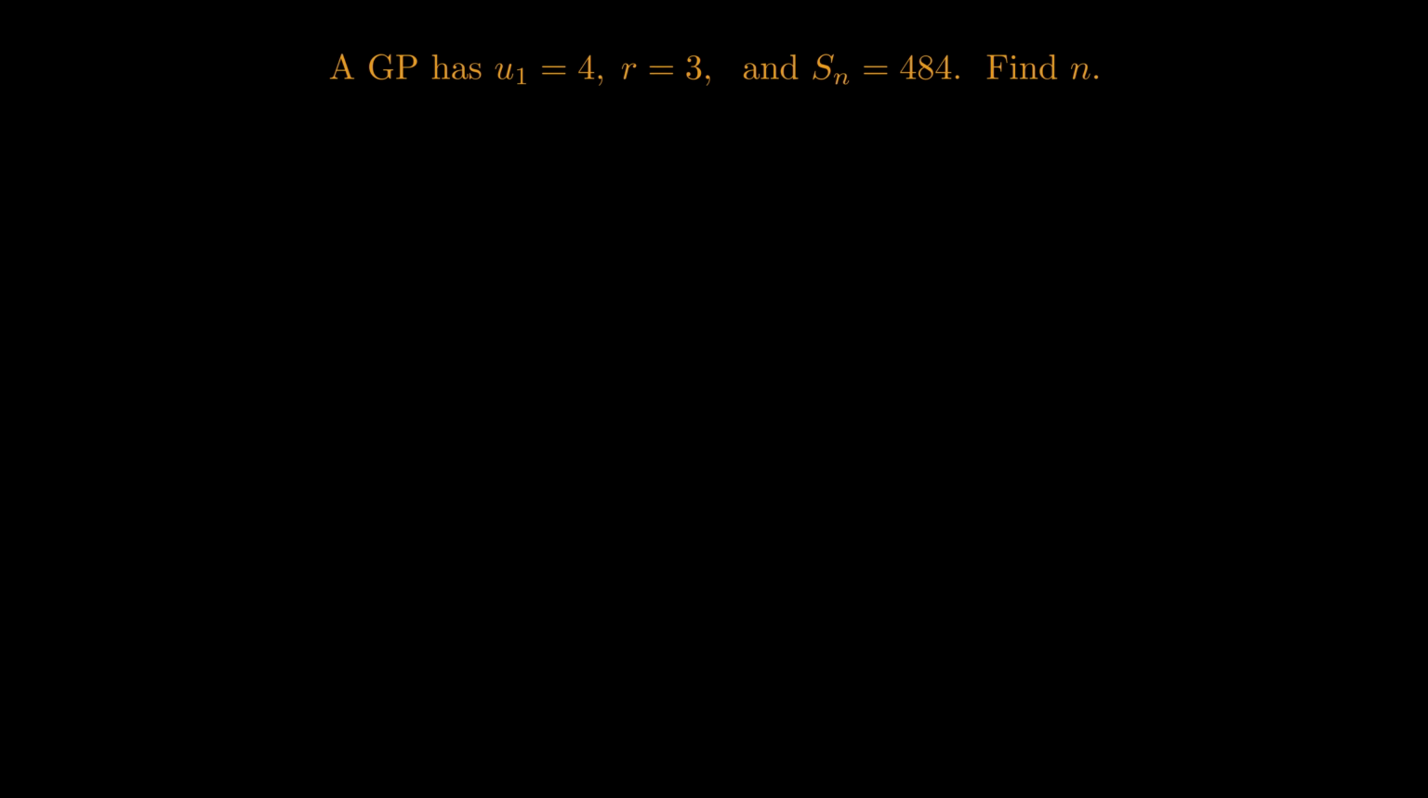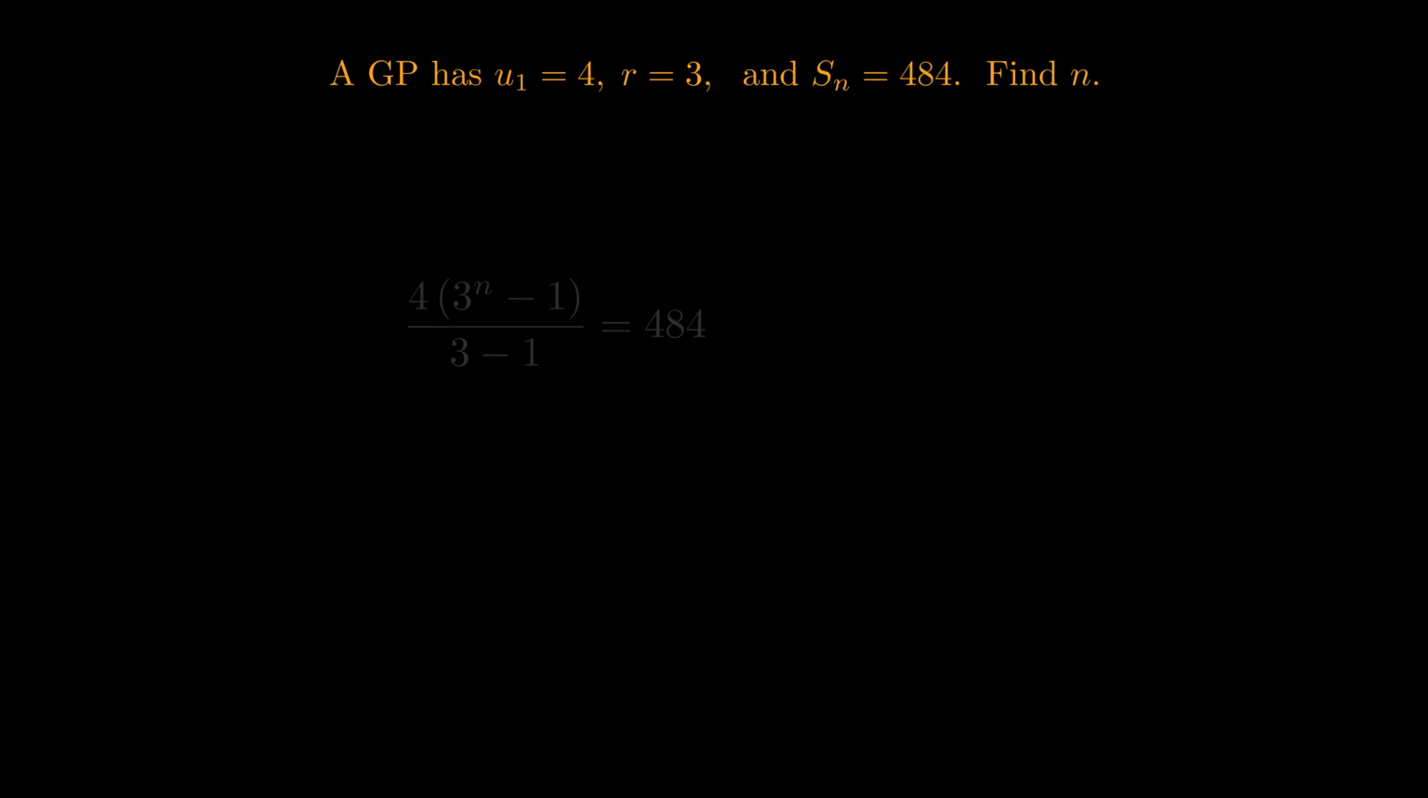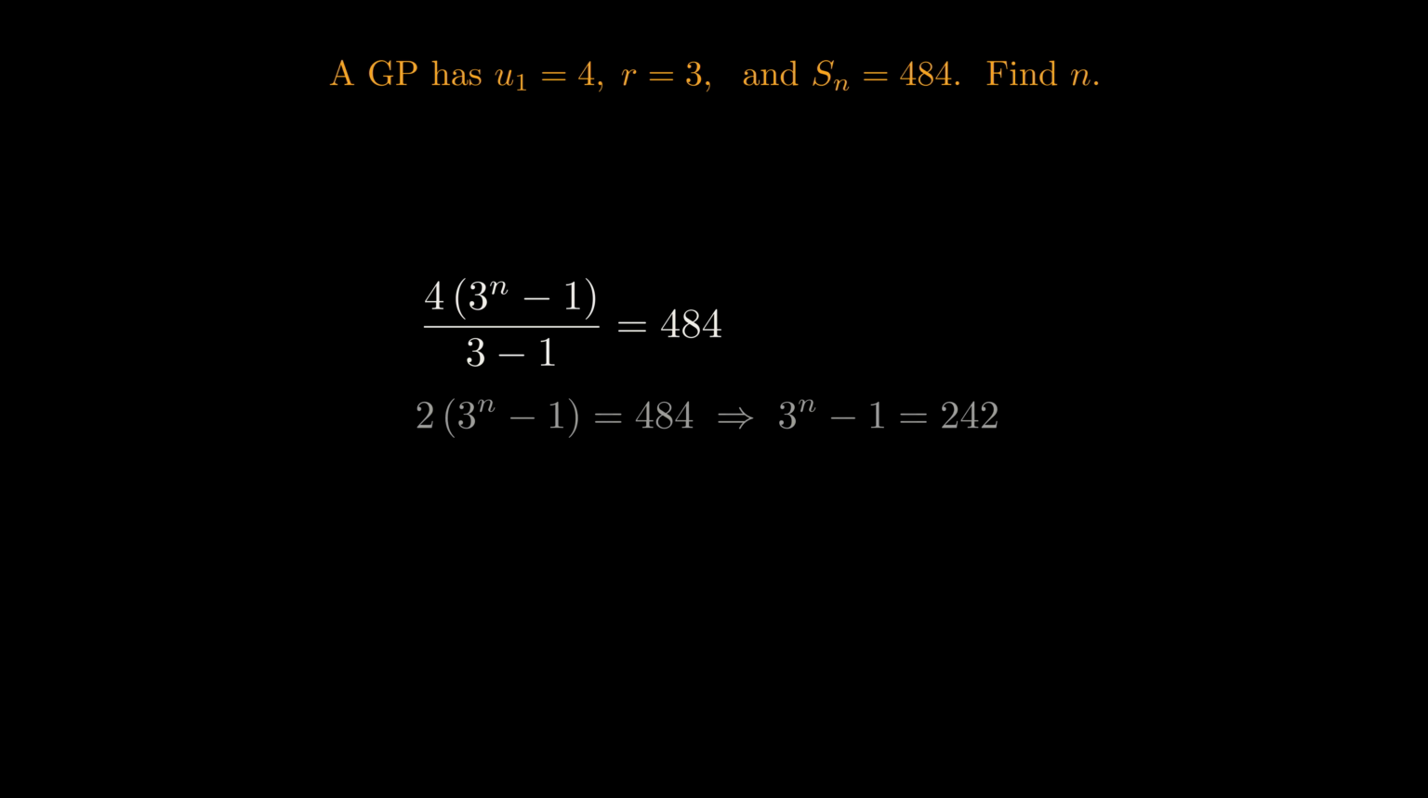Last one, and it runs the machine in reverse. A geometric sequence has first term 4 and ratio 3. And we're told the sum of the first n terms is 484. Find n itself. Set the sum formula equal to 484. 4 times 3 to the n minus 1 over 3 minus 1. The bottom is 2. So this is 2 times 3 to the n minus 1, all equal to 484. Divide by 2. 3 to the n minus 1 is 242. Add 1. 3 to the n is 243.